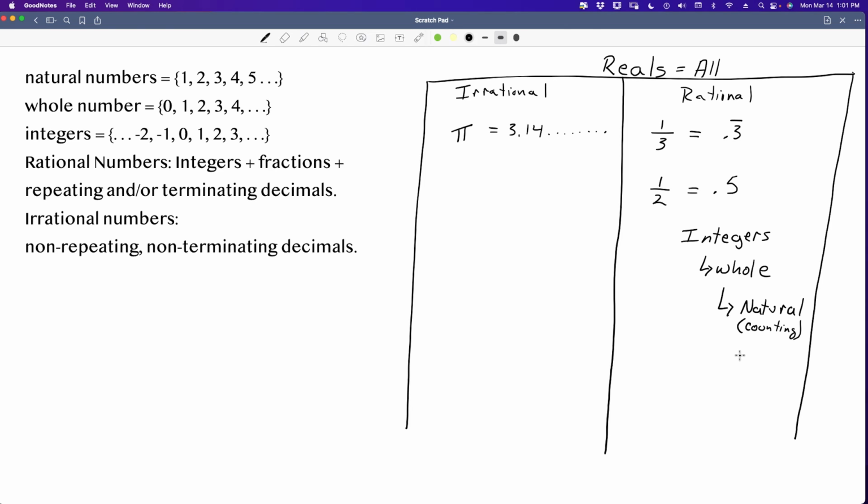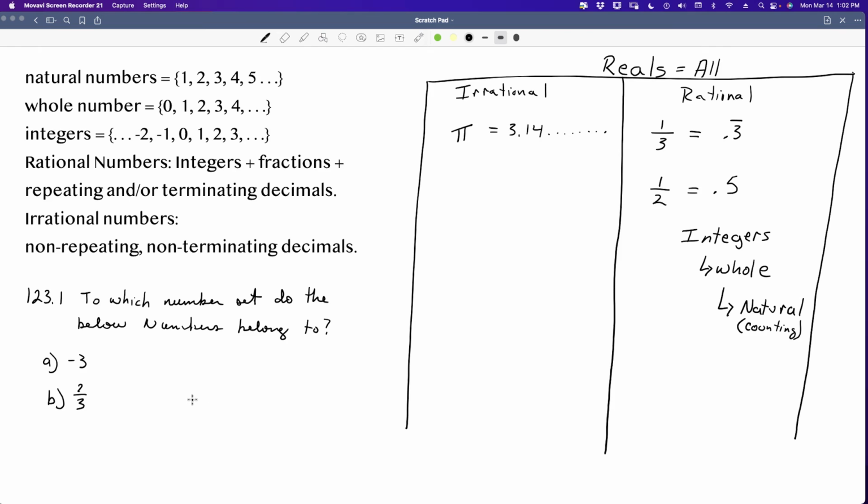And that is all we have for, I take that back. We have one practice problem. So let's take a moment, write all this down, and then I am going to clear the page and we'll do our one practice problem. Actually, you know what? I think we'll just do it right here. Let me write that up here for us. All right, 121.1. To which number set do the below numbers belong to?